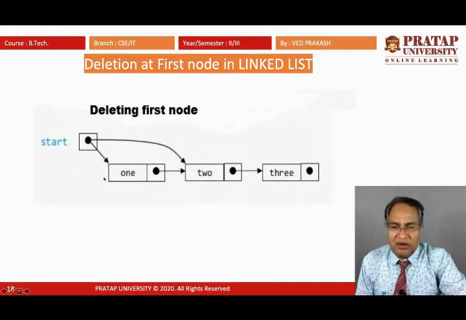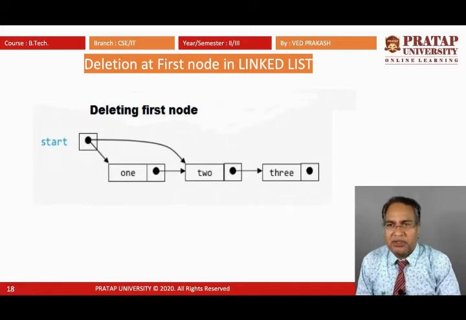So basically our linked list contains three nodes. Our aim is to remove, or delete, the first node. Before the deletion, the start pointer denotes the first node. When I remove the first node, then the second node becomes the first. So in this situation we have to move the start pointer to the second node. So how do we perform this task? We use the algorithm.